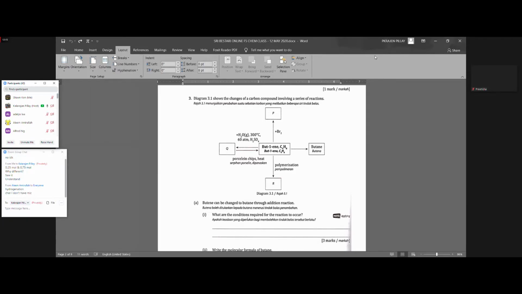Microphone. Oh, I think the microphone has a problem. Okay, sorry about it. Hydrogenation. Well done, Alim. Okay, butene becoming butane, hydrogenation. So what are the two conditions? Alim, tell me the two conditions. Or Jaden, give me an answer.